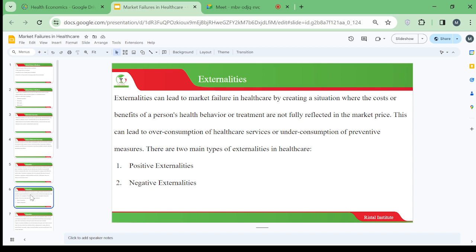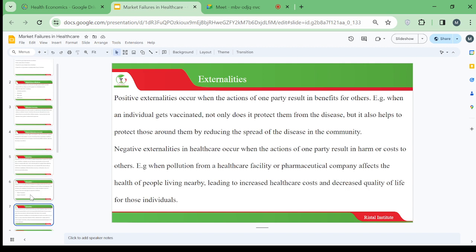So an example of a positive externality is when you have a community vaccination campaign where most of the people have been vaccinated. Those that have not been vaccinated will benefit because there is going to be what we call herd immunity. Herd immunity is going to be experienced in that community. So even those that are not vaccinated will benefit from the fact that most of the members in a community have been vaccinated. So that's a positive externality.